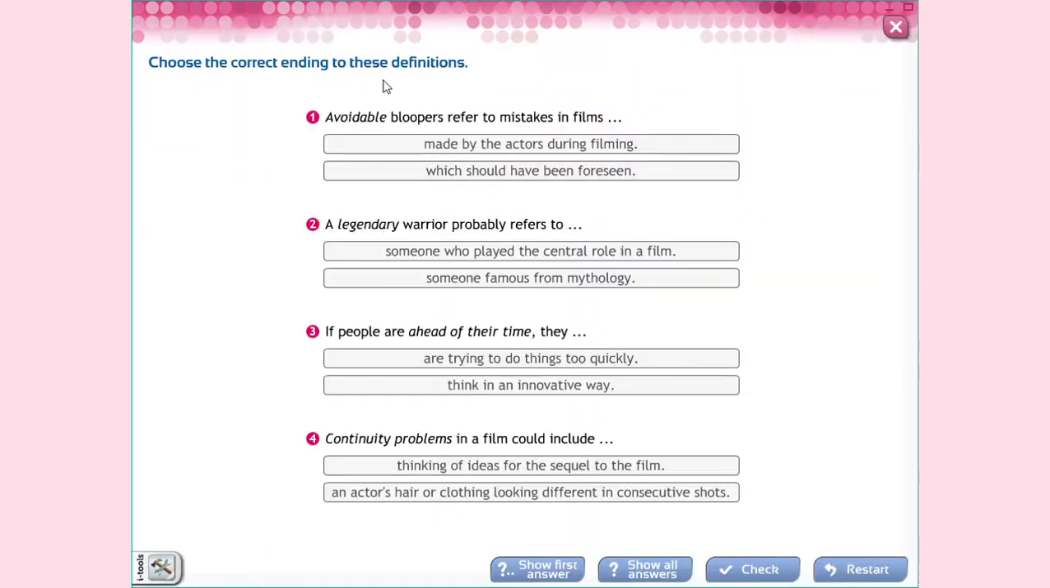Number 4. Choose the correct ending to these definitions. So we have some words here, and you have to use the correct one for each sentence. Number 1 mentions avoidable. Bloopers refer to mistakes in films. So which one would be the appropriate ending? Made by the actors during filming, which should have been foreseen. What do you think is the appropriate one? Choose one, please. And it's this, which should have been foreseen.